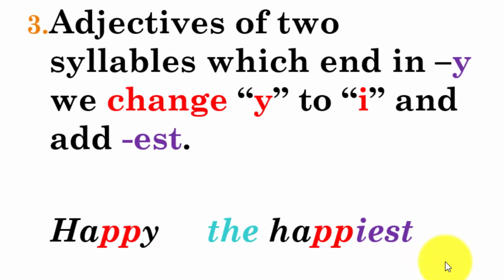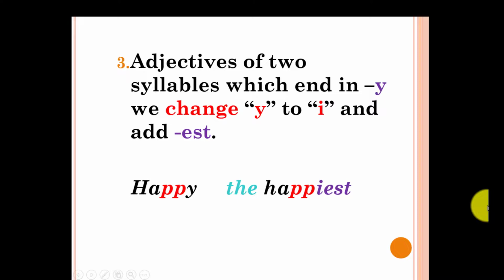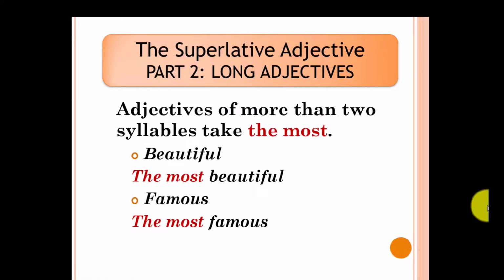Now rule number 3. Adjectives of 2 syllables which end in y, we change y to i and add est. For example, happy, the happiest. Here we have y as the last letter and we have p, which is the consonant. So in this situation we change y into i and we add est, like what we did with the comparative form, but here we just add est.